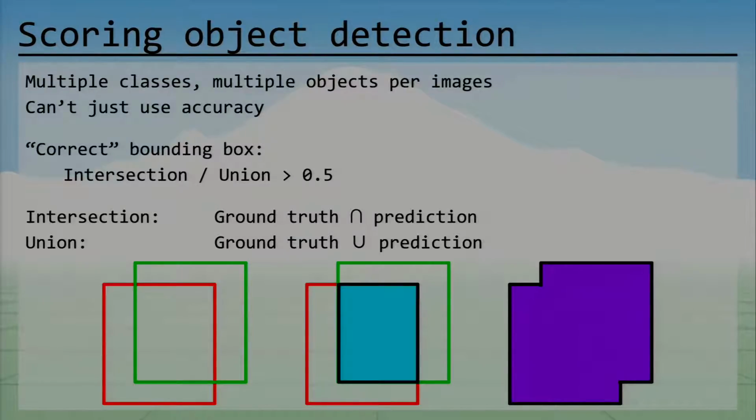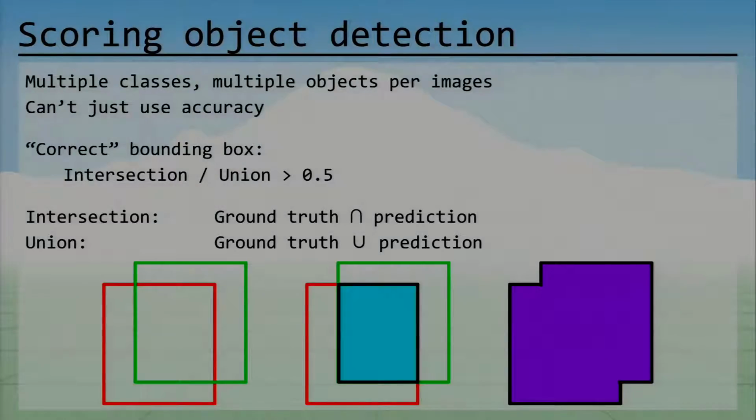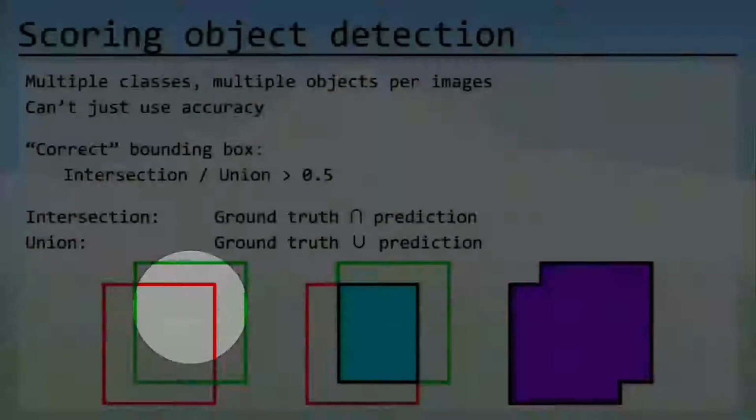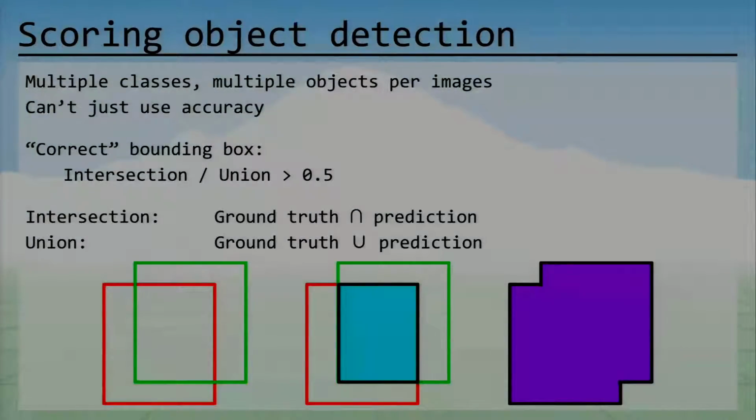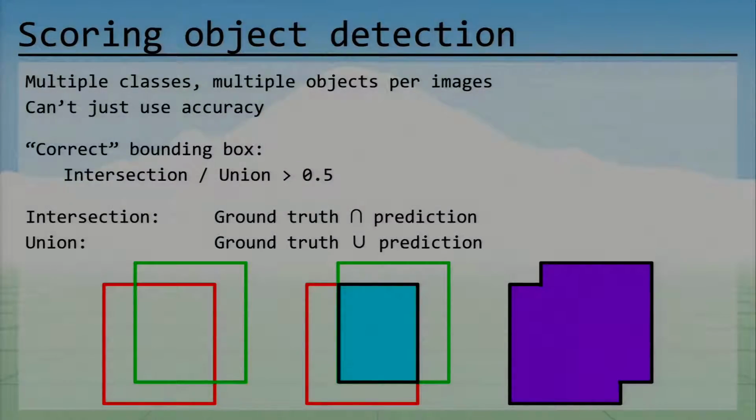How good we can think of our prediction is given by taking the intersection of these two divided by the union. And it's pretty clear that if these bounding boxes don't overlap at all, the intersection is going to be 0, so the intersection over union, or IOU, is going to be 0. If they overlap perfectly, we're going to have the same value for the intersection and the union, and so the IOU will be 1. So the IOU is a number that varies between 0 and 1.